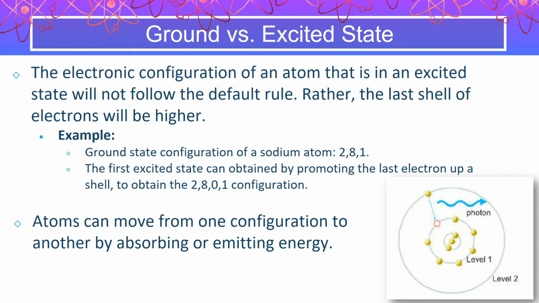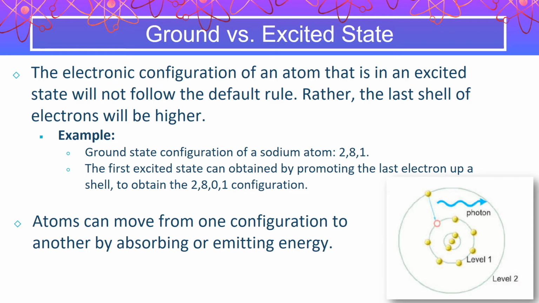You've got here your ground state. Ground state of sodium could be something like 2, 8, 1. Okay, now that's what sodium normally is. But when that last electron absorbs energy, it might move up to shell 4. So it might become 2, 8, 0, 1. And that's how you would actually write it in the electronic configuration.